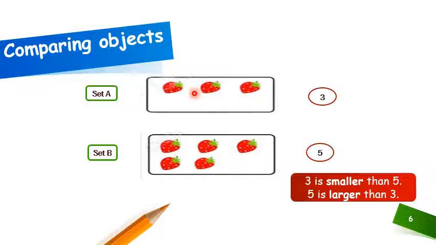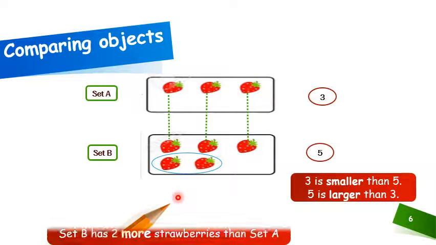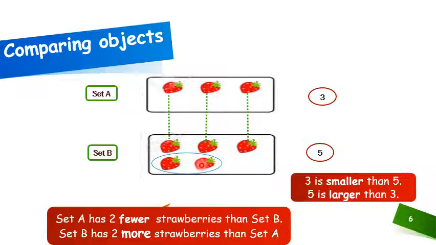But how many more? To find it out, we will draw a line to match it like this. 1 strawberry, 1 strawberry, 1 strawberry here, 1 strawberry here, and then 1 strawberry, 1 strawberry here. So we see that these 2 strawberries are left to match. So set B has 2 more strawberries than set A. And set A has 2 fewer strawberries than set B. Okay?